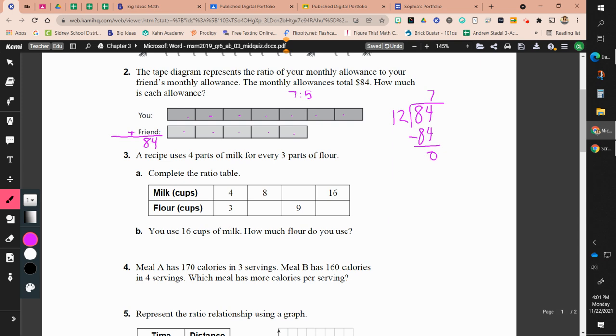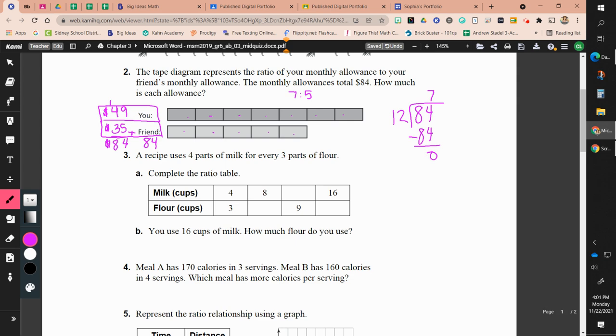So I go ahead and I know that every bin is worth 7, so that means if I have 7 bins to fill up, my amount is going to be 49, because 7 times $7 would be 7 times 7, which is 49. Your friend has 35, and we can even double check. If that adds up to 84, then we are correct, and indeed it does. So you get $49, and your friend only gets $35 for allowance.